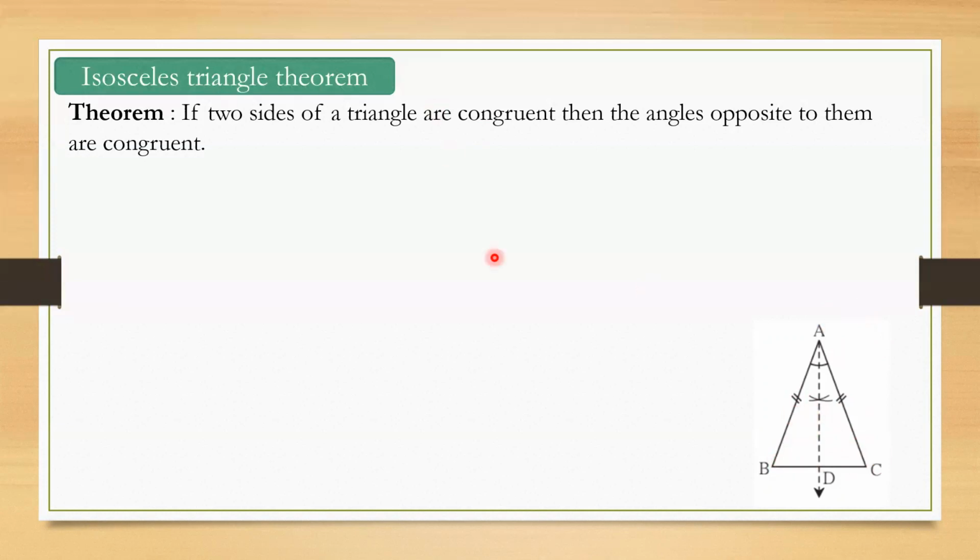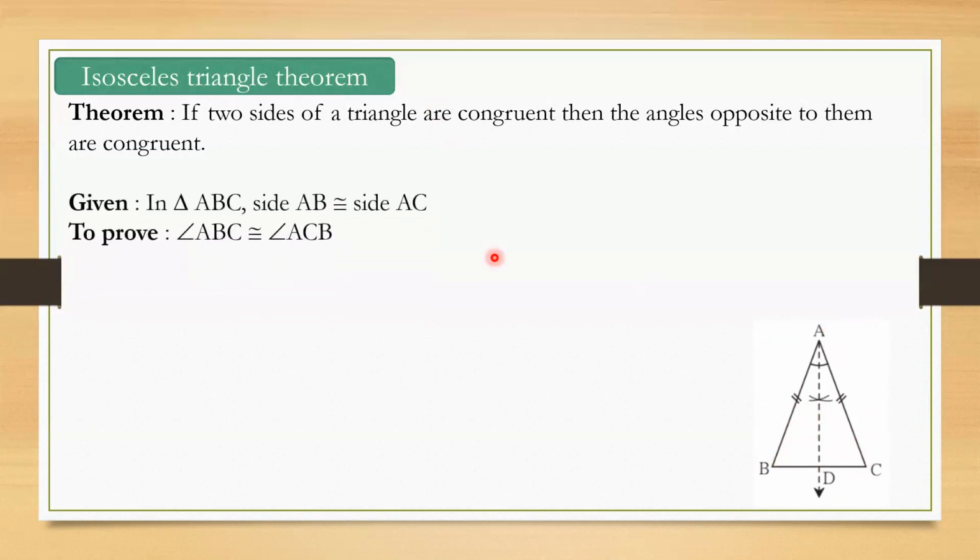So let us write what all things are given, because that we already know: we have triangle ABC, which is an isosceles triangle. So in an isosceles triangle, two sides are going to be equal. The side AB is congruent to side AC, that we already know. And what do we have to prove? Angle ABC is congruent to angle ACB. So these two angles we have to prove that they are congruent.